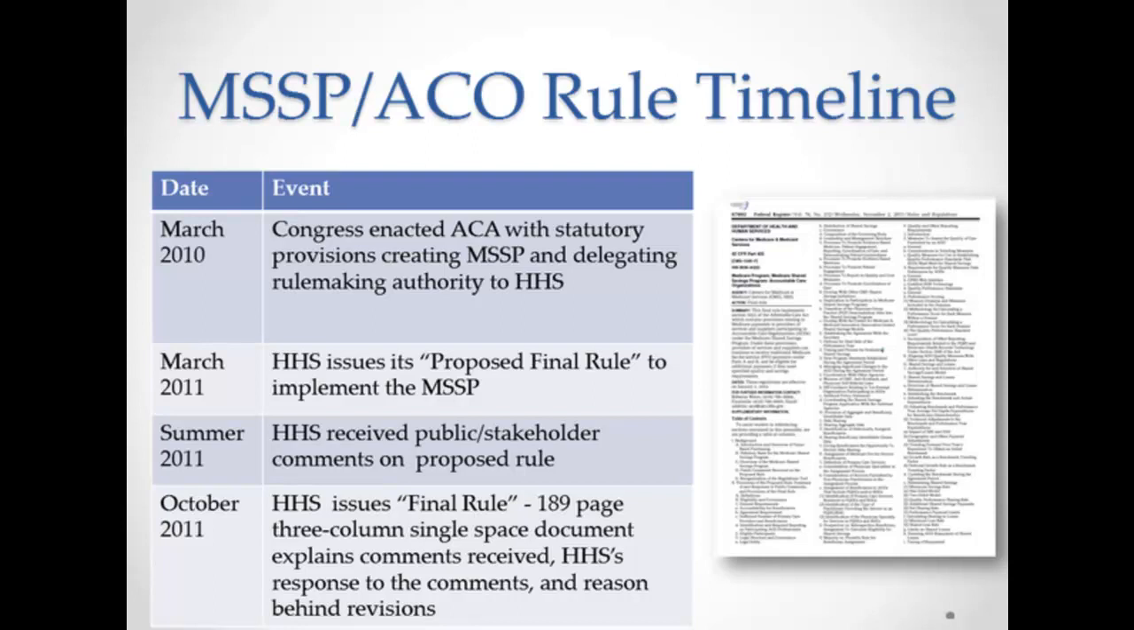Most of those comments would have come from healthcare providers possibly considering creating ACOs, but also included input from consumer advocacy organizations such as AARP. And then HHS took the feedback into account and made revisions, issuing a final rule in October of 2011. And in doing so, HHS also issued a very lengthy document, 189 pages of single-spaced, small-font columns, responding to comments and explaining the reasons behind its revisions. They also provided the reasoning for not incorporating some of the recommended changes presented in public comments.